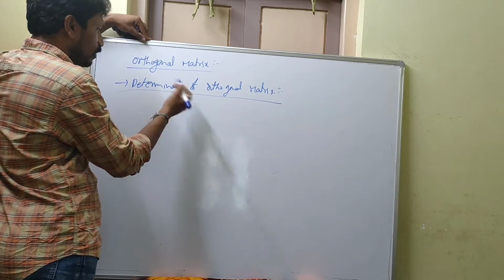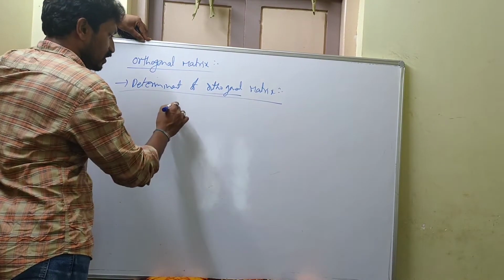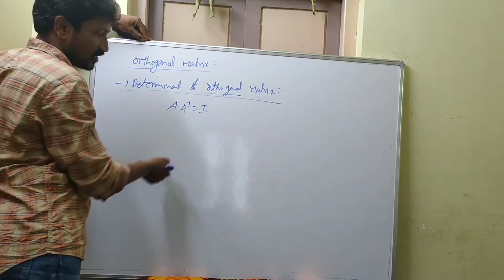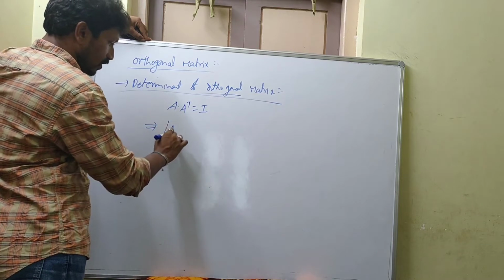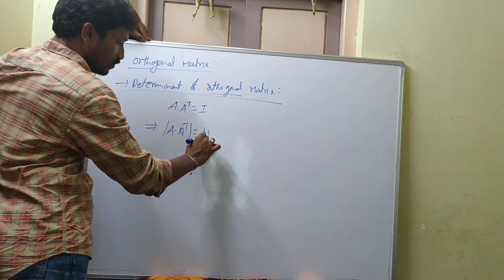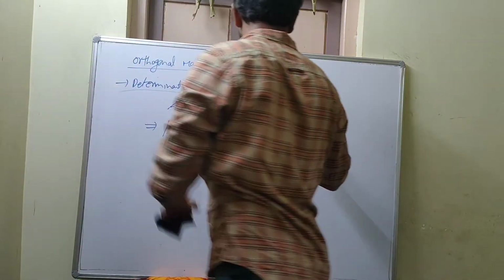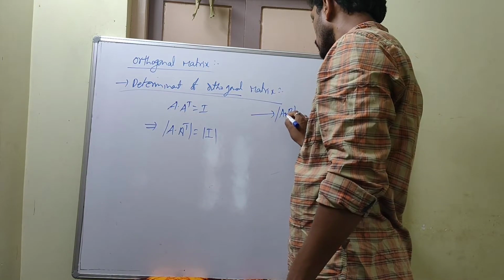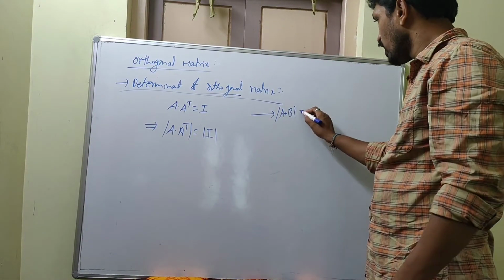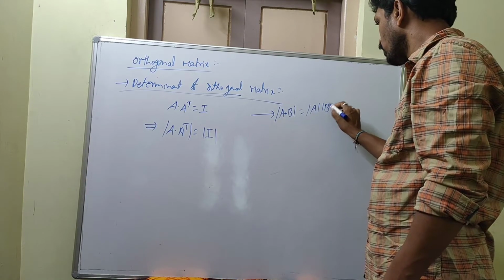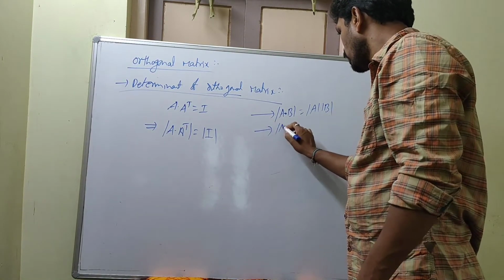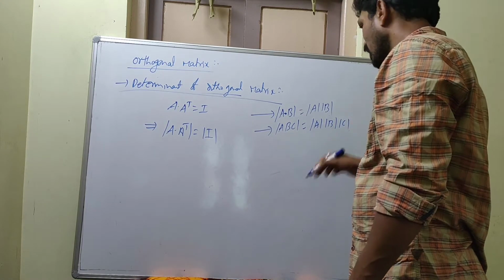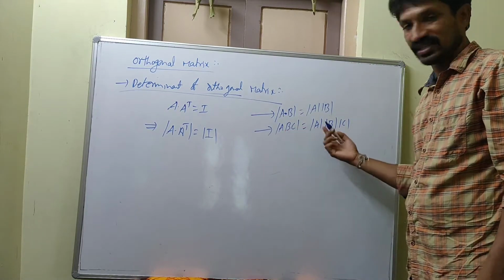So when you can say a matrix is an orthogonal matrix? If A into A transpose is equal to I, then that matrix is called orthogonal matrix. Use this condition. So go for determinant of A into A transpose. Both sides you apply determinant. Already you know very well, determinant of A into B is also one of the properties, just remember. So determinant of A into B is equal to det A into det B, very very important. Or determinant of A, B, C is equal to det A into det B into det C. Like that, you can take any number of matrices.